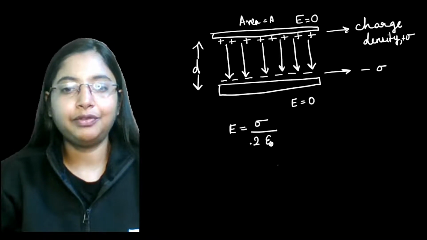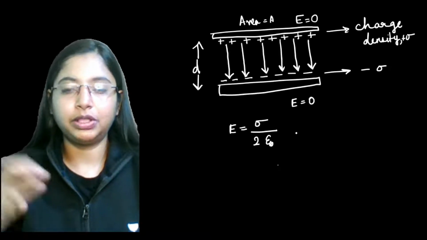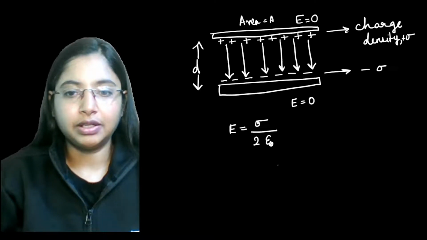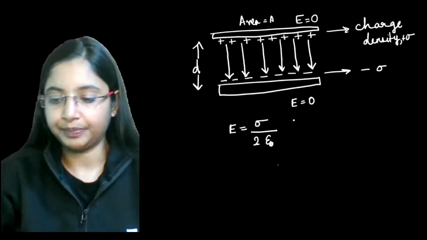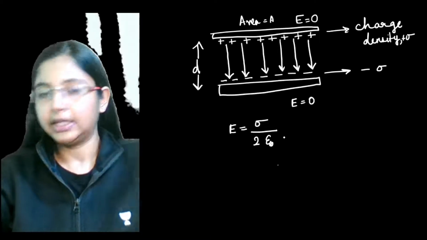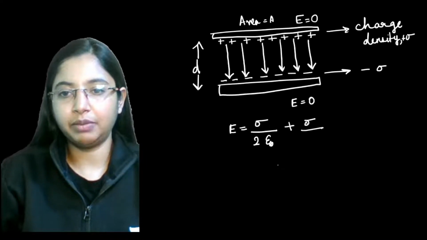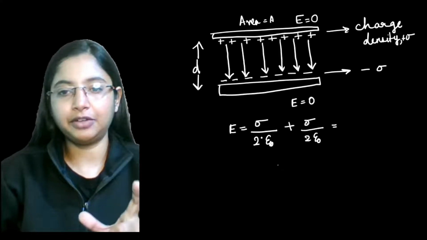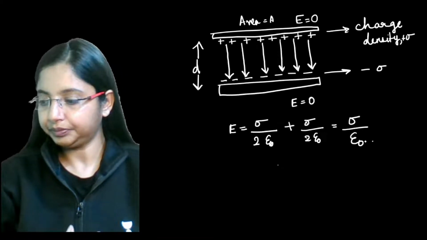You can get this from Gauss's law. Gauss's law states that the value is charge per permittivity. Sigma is the surface charge density here, so this will be sigma by 2 epsilon naught. Similarly, for the other plate we have sigma by 2 epsilon naught. Together the electric fields add up and you will have sigma by epsilon naught.